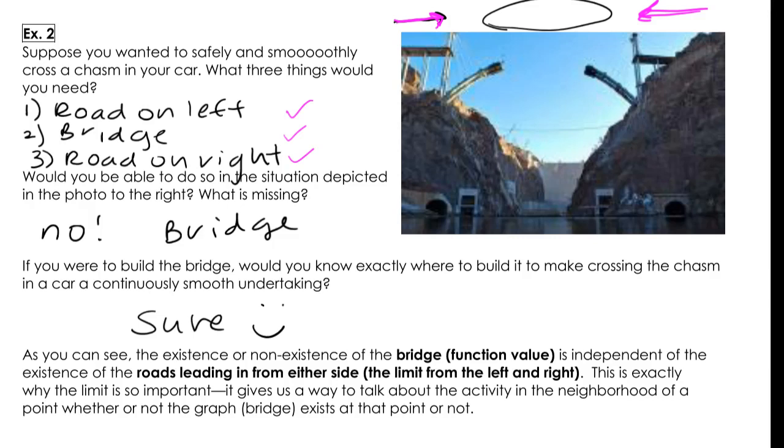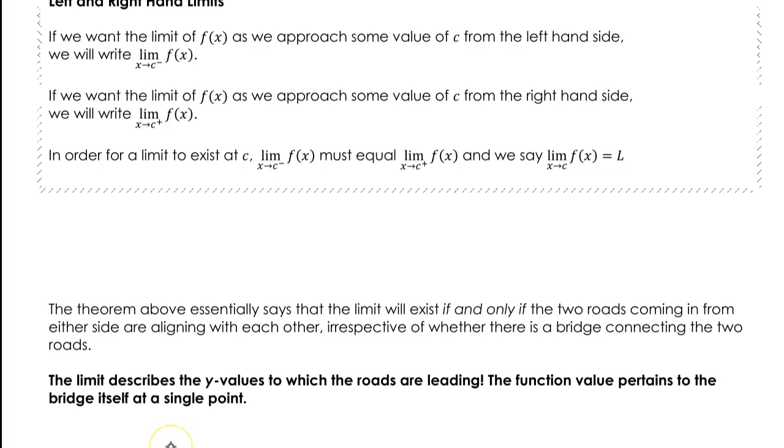Okay, so as you can see, whether the bridge exists or not does not matter about the roads coming in. So this is why a limit's important. It gives us a way to talk about the activity going on in the neighborhood of a point, whether the point exists or not. Again, remember on that last graph we saw 2 didn't exist, but we could still talk about what was going on around it. And like I said, we'll use this later in the chapter.